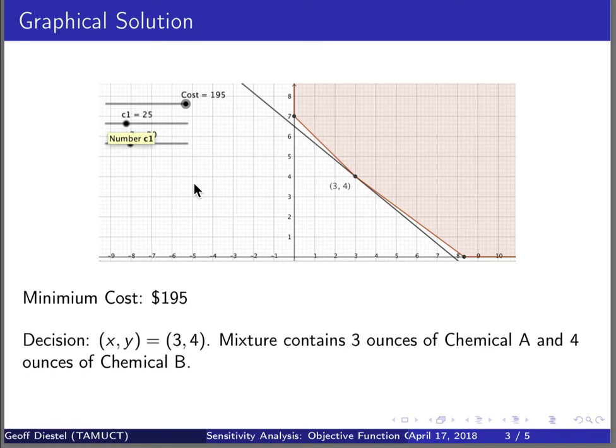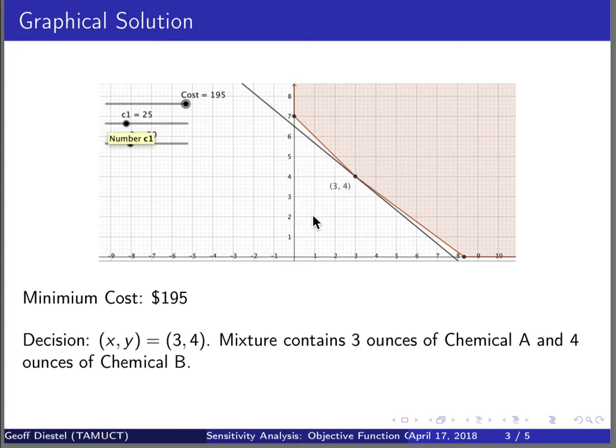Now what we can see by solving graphically is the minimum cost is going to be $195, and that's tied to a decision of mixing 3 ounces of chemical A with 4 ounces of chemical B. And again, this line is just representing the objective function with the number 195 plugged into cost, and this point (3, 4) is just the location of the optimal values of x and y.